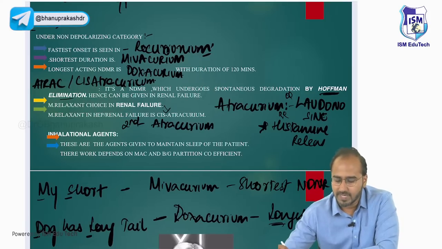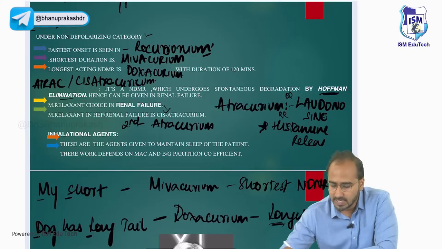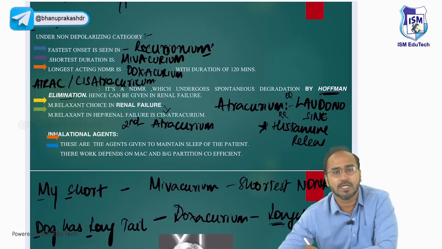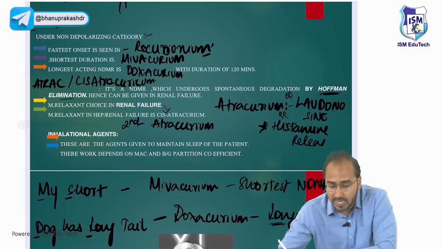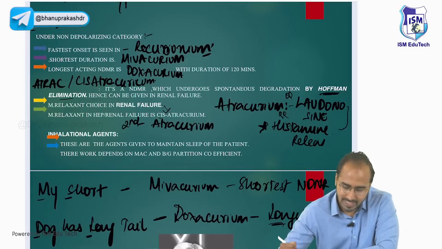Second choice is atracurium. The first choice is what, guys? What's the first choice? The first choice for hepatic and renal failure is cisatracurium. Why? Cisatracurium has fewer side effects. It is not producing that much laudanosine and no histamine release, whereas atracurium had the side effects of laudanosine and histamine release.